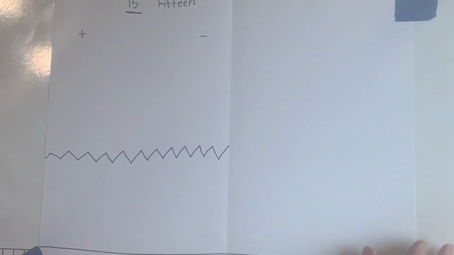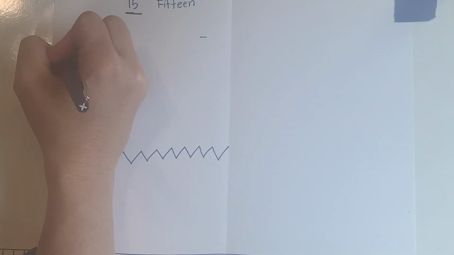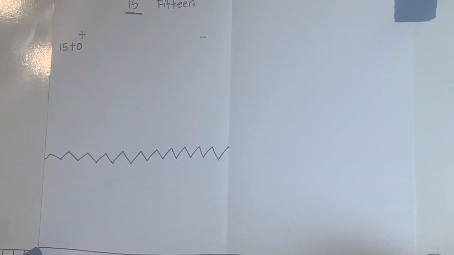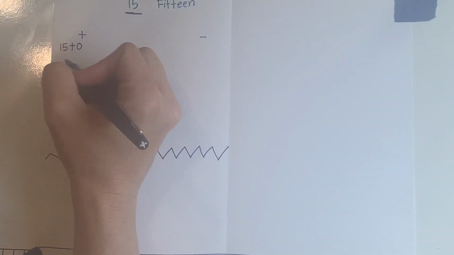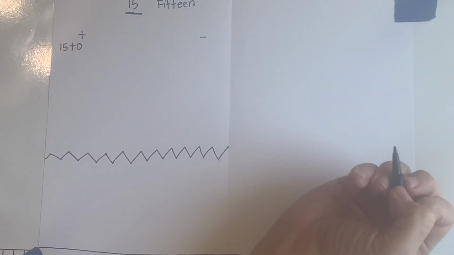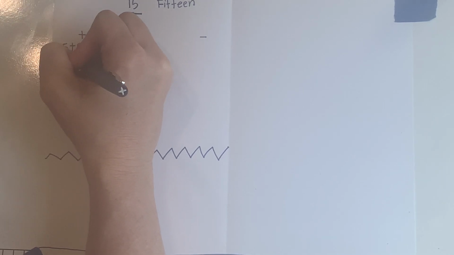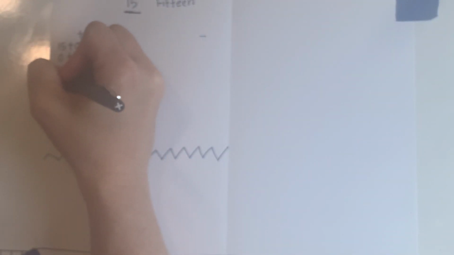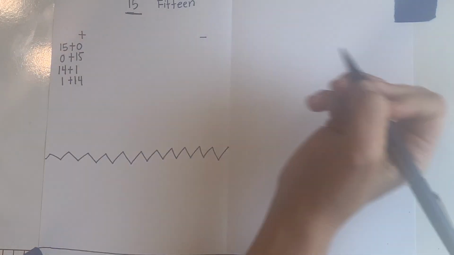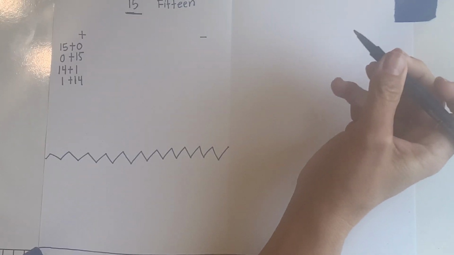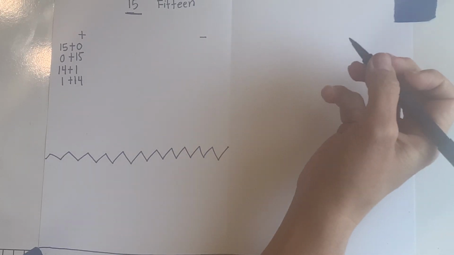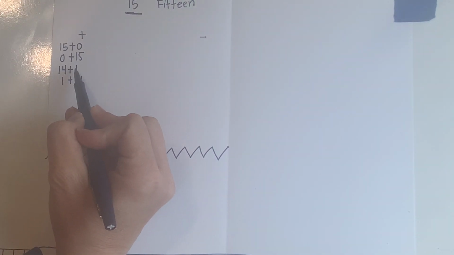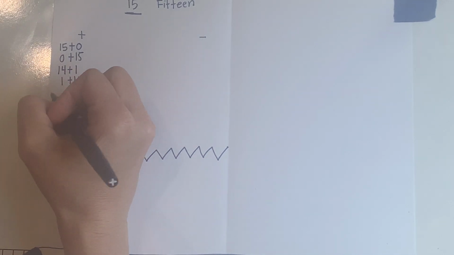If I was going to work on my addition side, I know that 15 plus 0 equals 15. I also know that I could use the commutative property. I could switch the order of the addends to make it look a little different. 0 plus 15 also equals 15. 14 plus 1, and then 1 plus 14. I know that word commutative is kind of a big word. Try to say it with me. Commutative. It means that we can switch the order that our addends are working in.